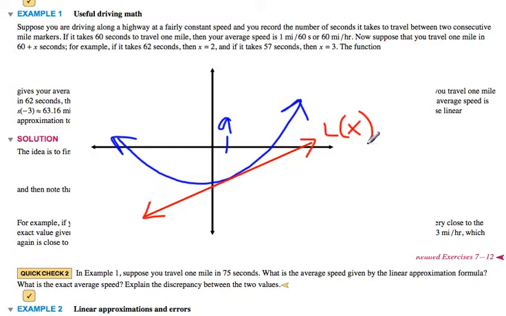So the question asks, is the graph of the linear approximation above or below the graph of f? In this case, we can see that with a concave up function, the linear approximation, or the linear function that's tangent at that point, is going to be below the function.